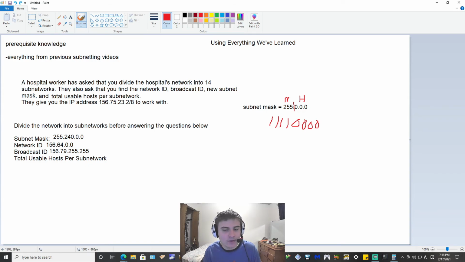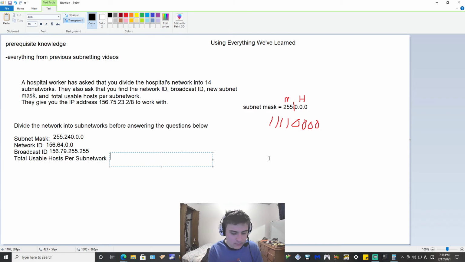So we have 8 in the third one, 16 if you add the other 8 in the fourth one, and in the second one we have plus 4, right? So 16 plus 4, that's 20. So we take 2 to the power of 20, and then we subtract 2, and the answer we have, which I have on my other screen, is that our total usable hosts per subnetwork are 1,048,574 hosts that we can use per each subnetwork. Alright? So that was a pretty tricky thing.